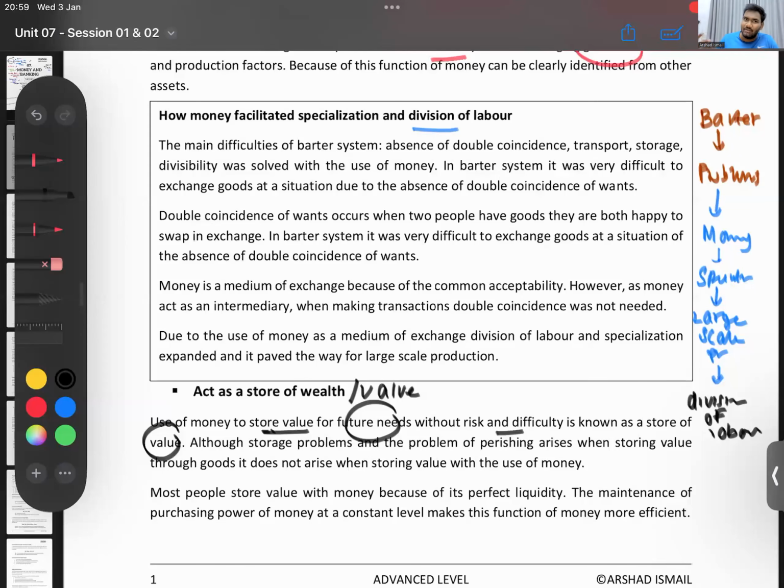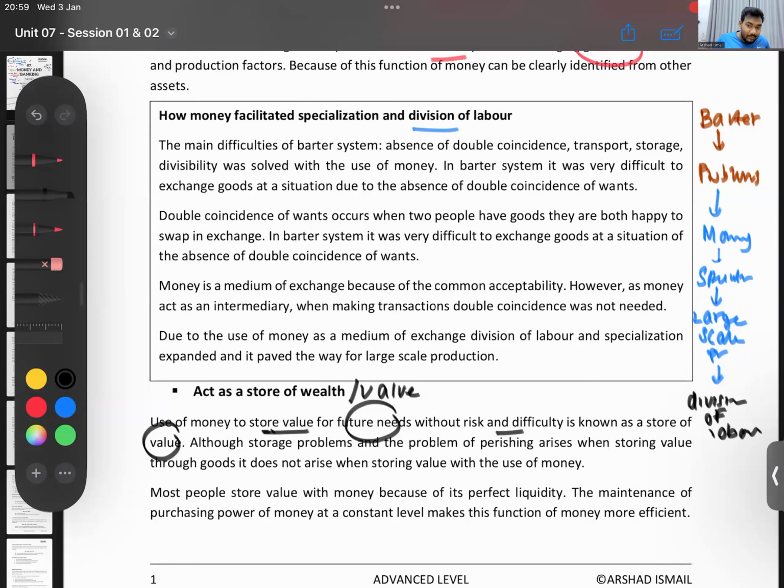You don't have to worry about that money getting damaged. That was not the case with goods. When you store goods and keep them, goods can get rotten, expired, something can happen, but nothing like that with money. You can store money in your almirah and keep it even one year, no problem. Your money will still be there. That's why we say it acts as a store of wealth.